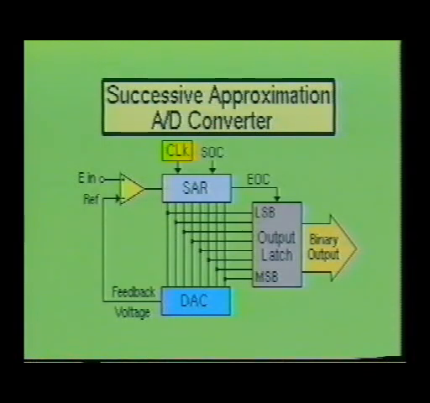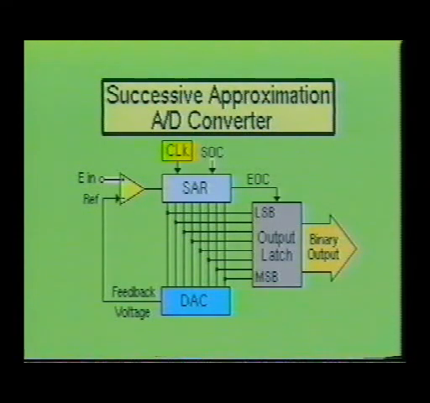Here you see a block diagram of a successive approximation analog to digital converter. As you shall soon see, this converter circuit operates by making several successive trials comparing the analog input voltage with a reference voltage generated by a digital to analog converter contained within the device. This circuit consists of a comparator, a successive approximation register, a digital to analog converter, and an output latch.